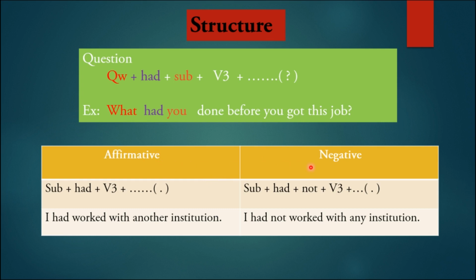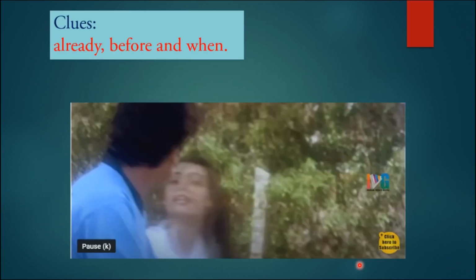Okay, affirmatives and negatives. Subject plus had plus V3 plus full stop for the positive. For the negative, there is only not between helping verb and main verb. Answer: I had worked with another institution before I got this job. Actually, the negative sentence is, I had not worked with an institution. Okay, come to the examples.